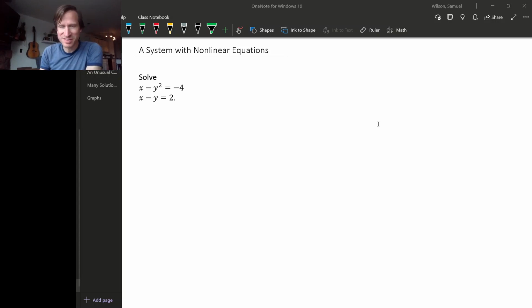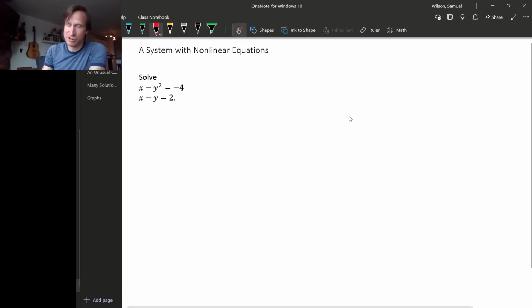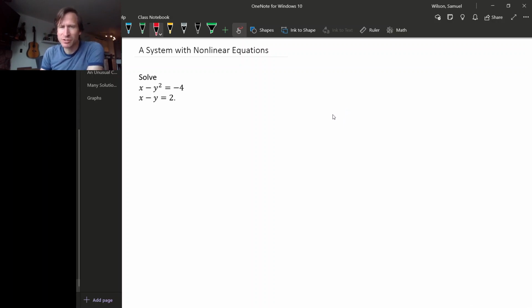Let's try solving some systems of equations that aren't linear systems of equations. So we'll use the same general idea as for linear equations, but what we'll see is that the possibilities for the number of solutions you can get is totally different with nonlinear equations. So remember, with a system of linear equations, you either get no solutions, infinitely many solutions, or exactly one solution. What we'll see with nonlinear equations is that you might get any number of solutions.